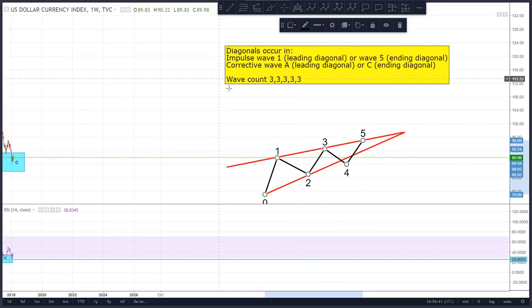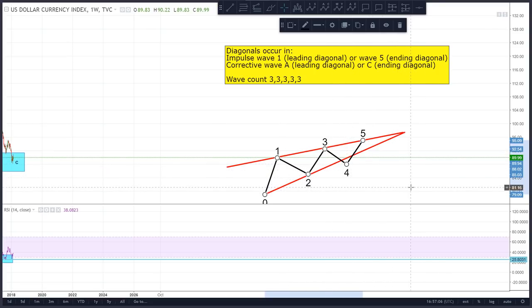The other important thing to note is each leg, so wave 1, will be made up of 3 waves. So it's a 3, 3, 3, 3, 3 subwave pattern. The same principle as with triangles. You get the same thing in a triangle. You get 5 legs of 3. Now, a lot of you may be thinking, what's the difference between a triangle and a diagonal?